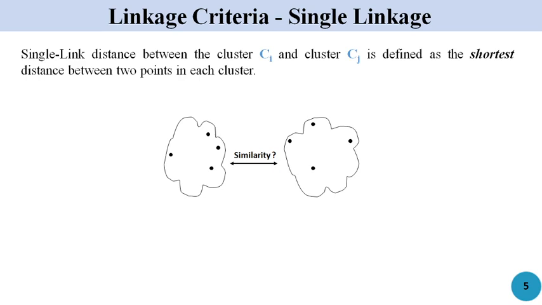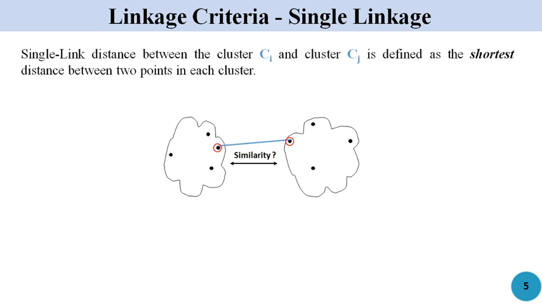The single linkage distance between two clusters Ci and Cj can be defined as the shortest distance between 2 points belonging to different clusters. So, if we consider these two clusters that have been shown here, then the 2 points that cover the shortest distance will be the ones marked in red, and the distance between them can be used to indicate the distance between the clusters.